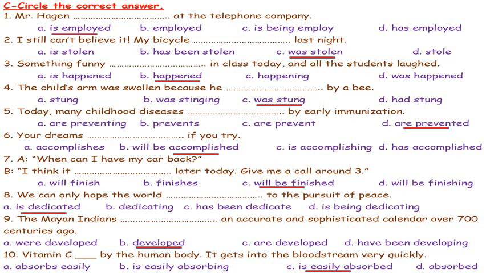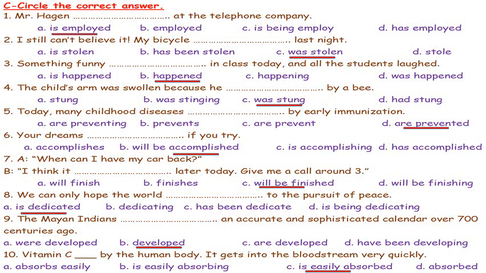Okay, look at this example. Number 1, Mr. Hagen is employed. I still can't believe it. My bicycle was stolen. Why was it stolen? Because last night, something funny happened. The child's arm was swollen because he was stung. Today, many childhood diseases are prevented. Your dreams will be accomplished. The first conditional, in the future simple. I think it will be finished. Is dedicated. The Mayans and Indians developed. Is easily absorbed. Look at these examples.